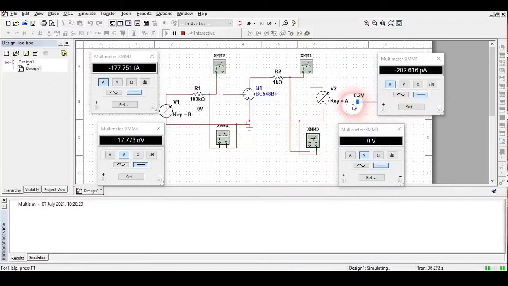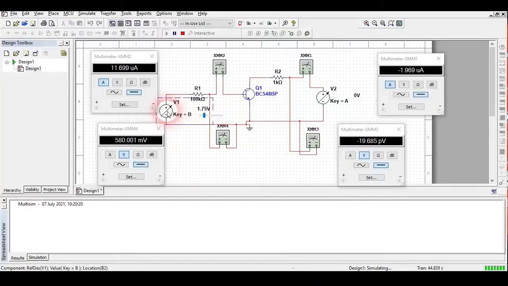Sorry, I wrongly pressed key A. I would press B. So just see here, I am changing this value of V1. The current IB is increasing, so it became 9.269 at 1.5 volt. If I again increase this to 1.75 volt, this current has increased to 11.699. So I do need 10 microampere.